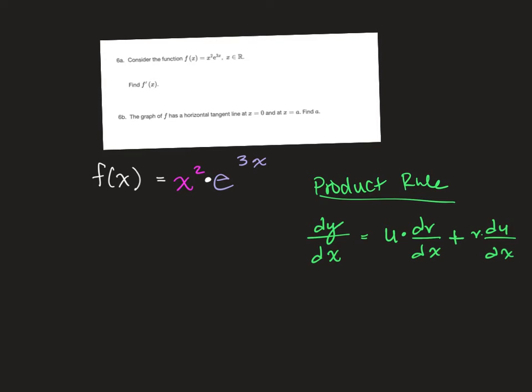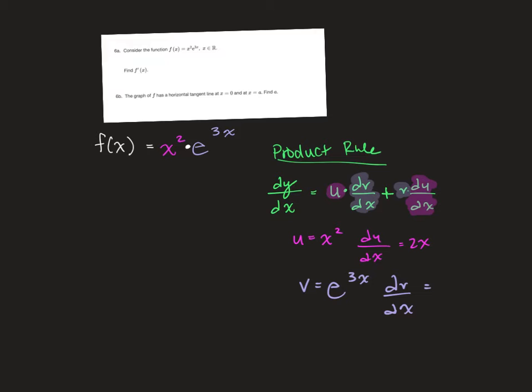F of x is x squared times e to the 3x. Because this is a product problem, we're going to need the product rule. So I'm going to write that over here, where in our case, u is going to be x squared, so we need that and its derivative, and v is going to be e to the 3x, so we're going to need that derivative.